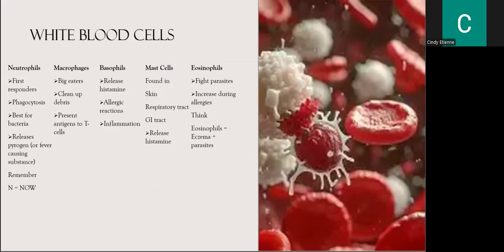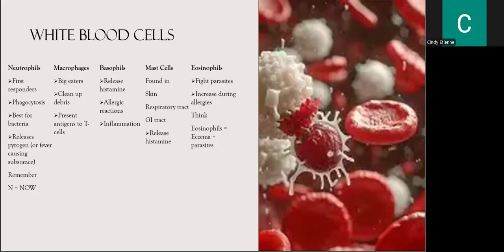Each type of white blood cell has a specific job in protecting the body. Neutrophils are the first responders. Think N, neutrophils, now. They arrive within minutes, perform phagocytosis by engulfing the bacteria, and release substances like pyrogens that help produce fever. Macrophages are the body's big eaters. They clean up dead cells and debris after the initial response, and they often present antigens to T cells, helping activate the adaptive immune system.